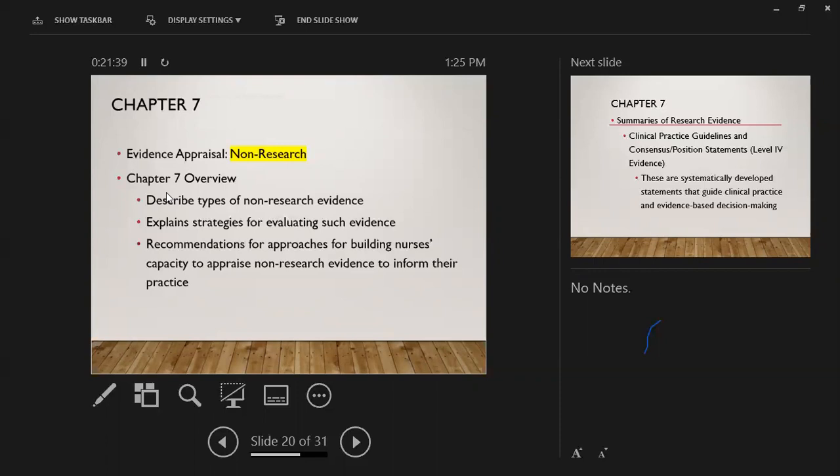Still, chapter 7 wants to give you an overview of non-research and lots of examples. I'm not telling you non-research is lower, because they usually will be graded as level 4 or level 5. This is important too, okay? You can use non-research and you can have a better understanding of how to improve your practice.